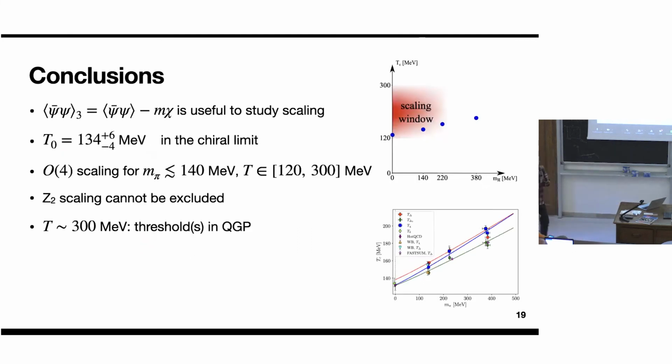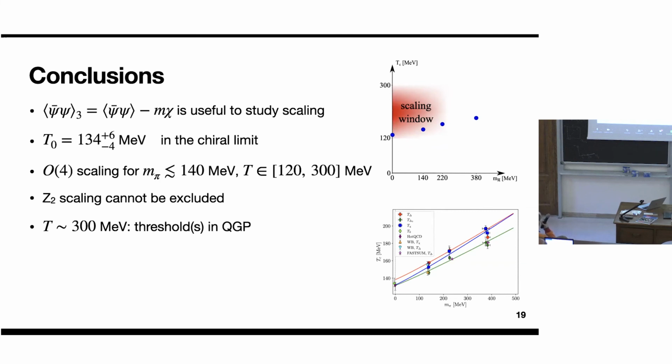Okay, so I'm at my conclusions. I discussed the QCD phase transition and its scaling properties. It turns out that in order to discuss scaling, it's very useful to study this new quantity, psi bar psi 3, which is psi bar psi minus mass times susceptibility. As a byproduct, we obtained the prediction of the critical temperature in the chiral limit, which is 134 MeV.